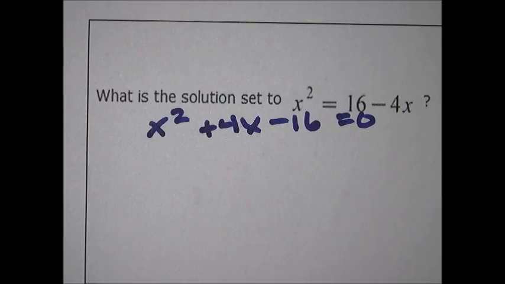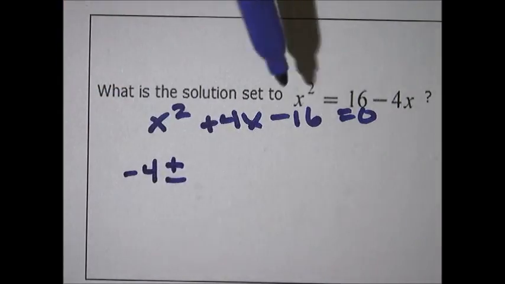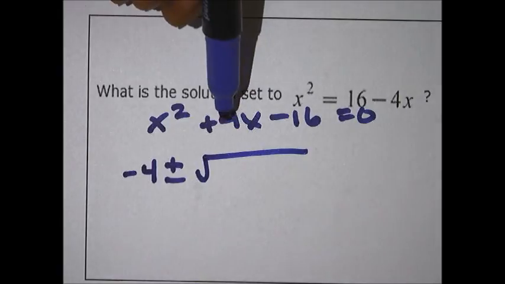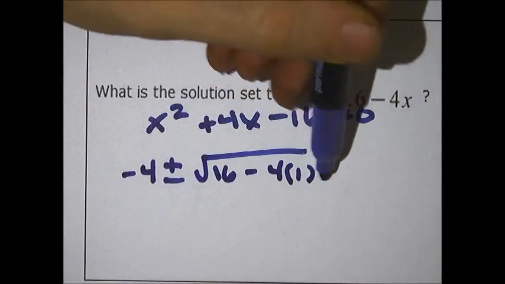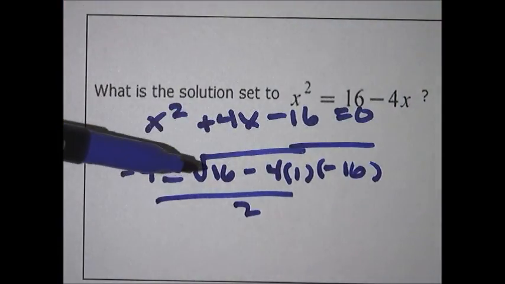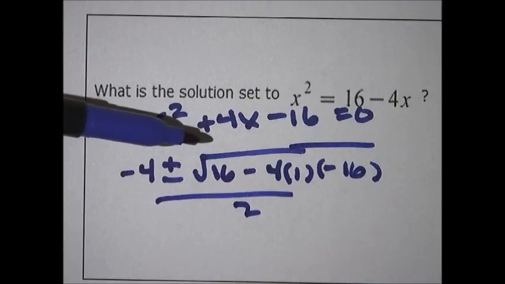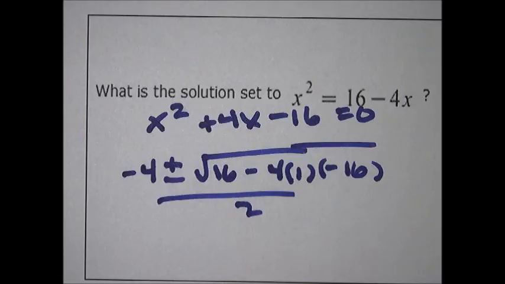So quadratic formula, negative b is negative 4 plus or minus the square root of b squared is 16 minus 4ac over 2a. Next thing I look at is how many negative symbols do you see, and I see 2 of them. So 2 negatives mean that I'm going to make a plus. So 16 plus 4 times 1 times 16, 4 times 16 is 64. 16 and 64 is 80.